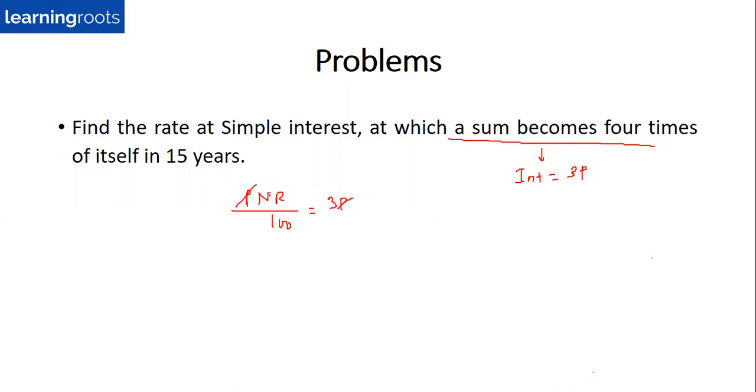They have already given the time frame, which is 15. So 3 ones are 3, 3 fives are 15, and 100 by 5 is 20. So R will be 20. Okay, very simple, nothing difficult here. Let's look at the next one.